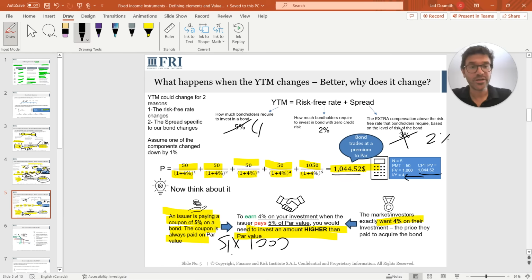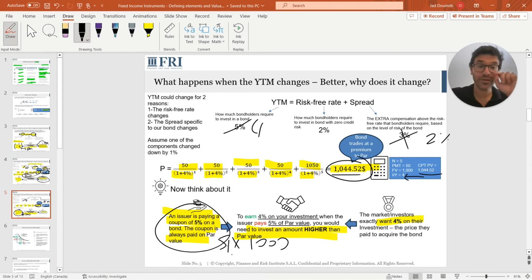And this explains why when the yield to maturity is below the coupon, the price will trade at a premium. The bond will trade at a premium, which means that the bond price in the market is actually higher than par value. There are people out there, guys, there are investors out there willing to lend money to that company for only a 4% profitability, for only a 4% yield to maturity. This will automatically translate into a bond price that goes up to 1044.52.